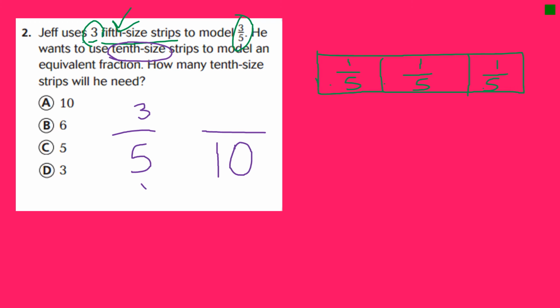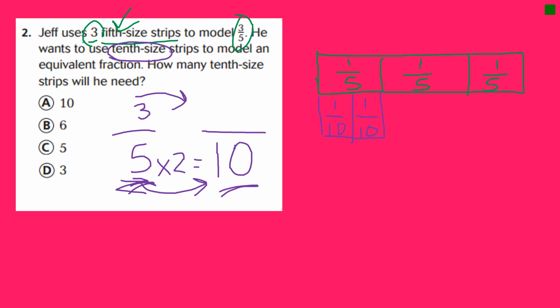I want you to think about this. What are we going to do to the 5th size pieces to get to tenths? Yeah, we're going to multiply them by 2. So each of these 1/5 is going to be a 1/10 and another 1/10. We doubled 5 to get our tenths.